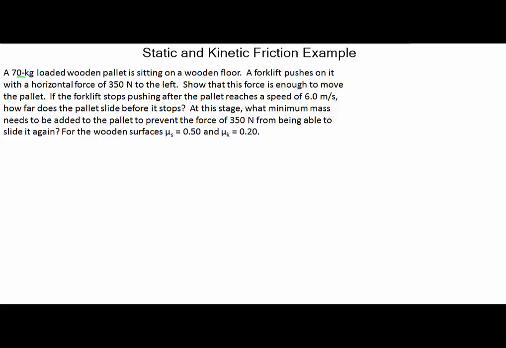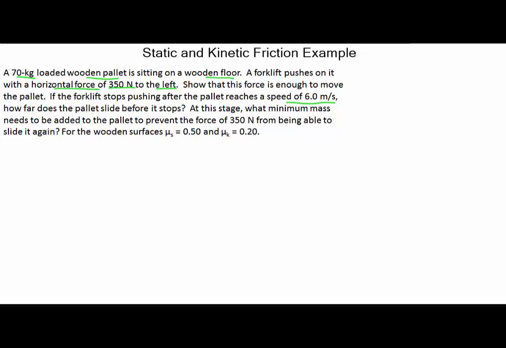It says that a 70 kilogram loaded wooden pallet is sitting on a wooden floor. A forklift pushes on it with a horizontal force of 350 Newton to the left. Show that this force is enough to move the pallet. That's our first task. And then it says if the forklift stops pushing the pallet after it reaches a speed of 6 meters per second, how far does the pallet slide before it stops?